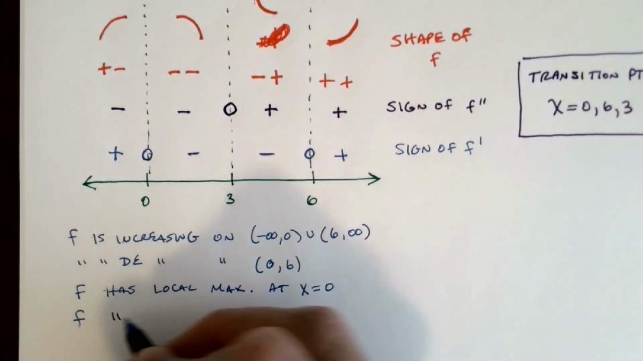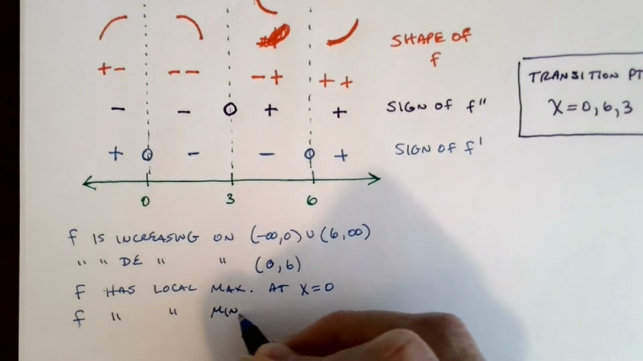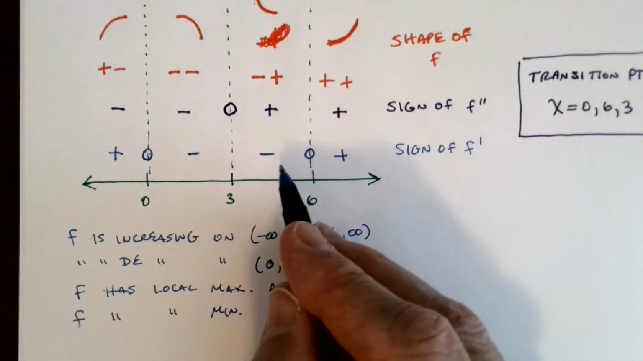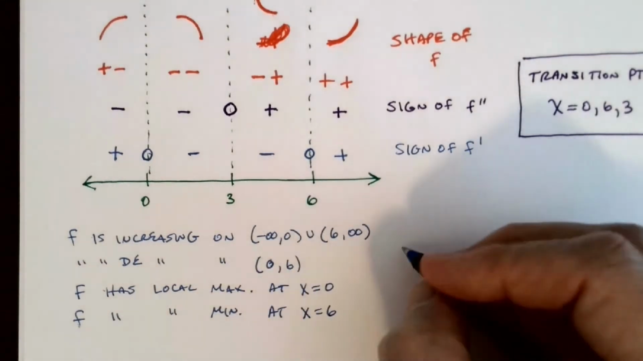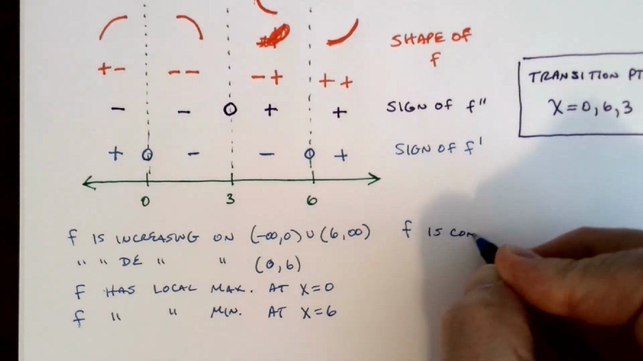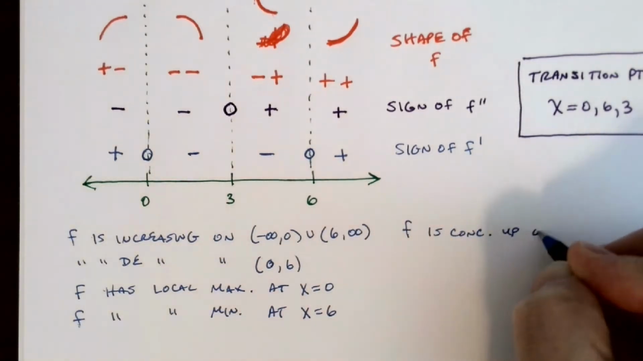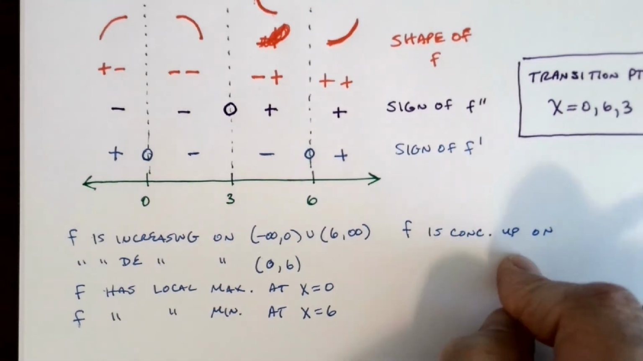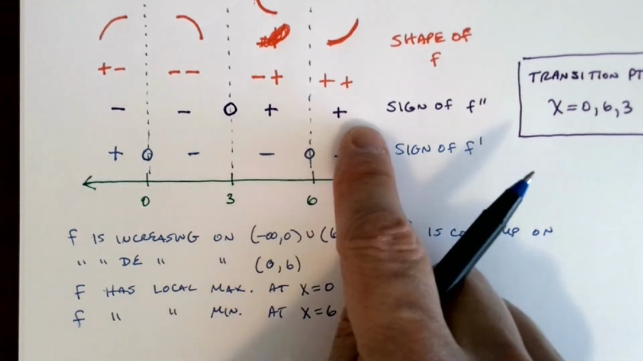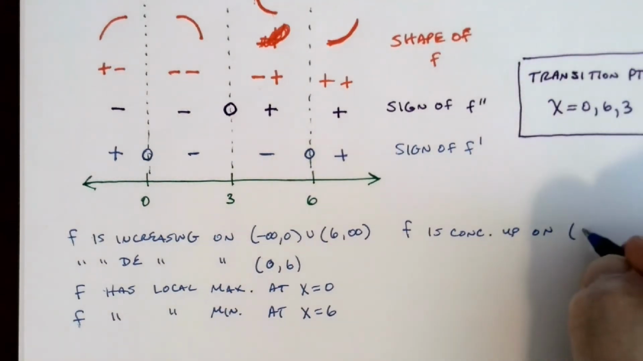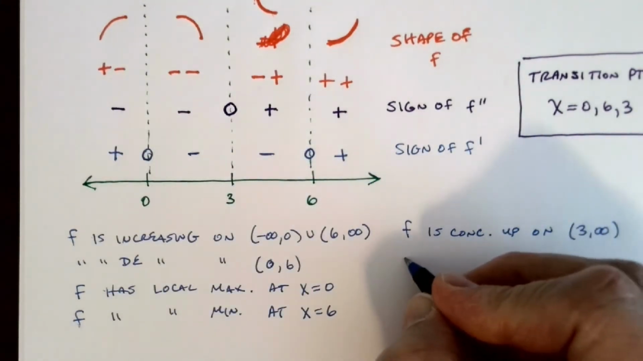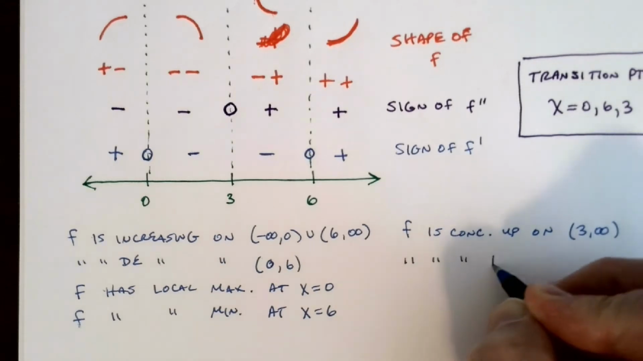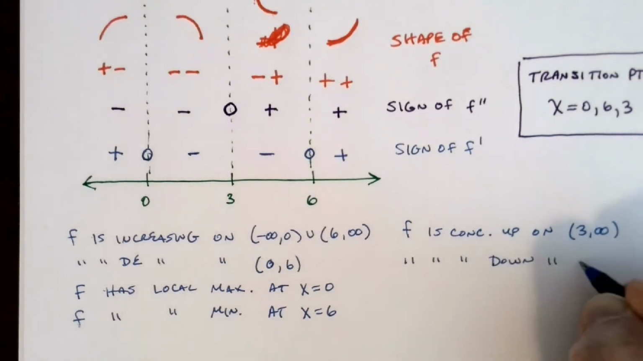And then F has a local minimum where the first derivative changes sign from negative to positive, decreasing and increasing, at x equals 6. As far as concavity, F is concave up on the interval where what? The second derivative is positive, where the derivative is increasing. So that's going to be for values greater than 3. And then everything less than 3, the second derivative is negative, and so we're concave down.